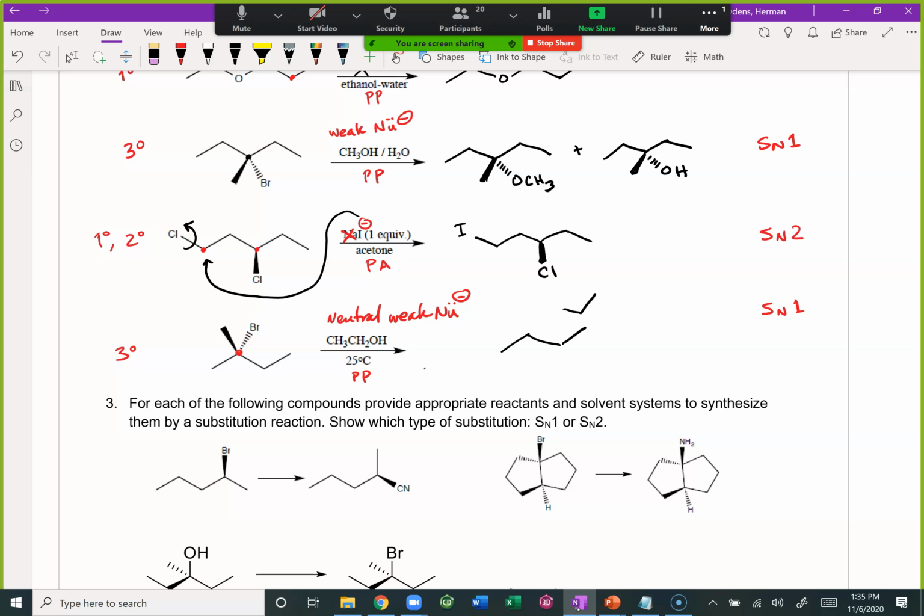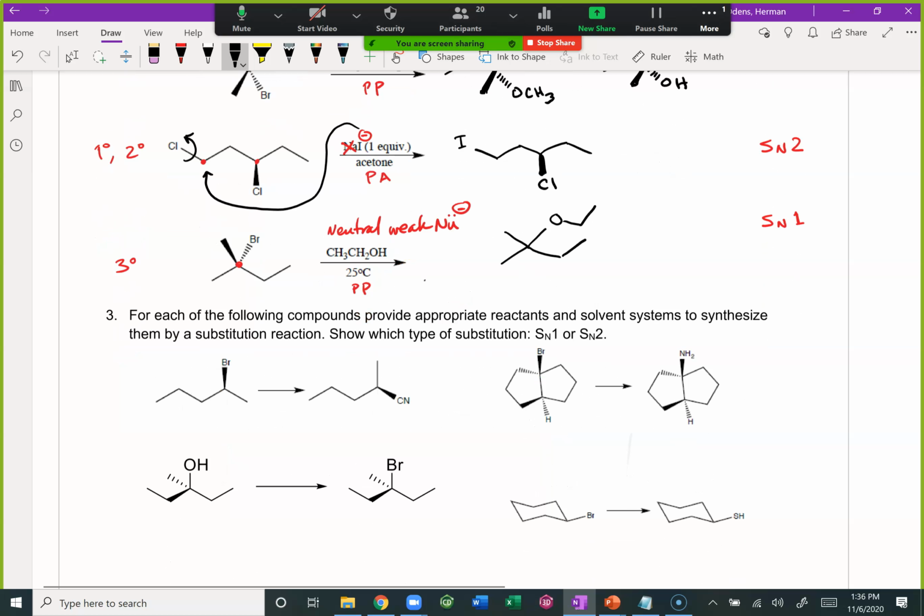How did you know that it was a neutral weak nucleophile? Oh, yeah. Who is asking? Adia. Oh, okay. So if you look at your solvent, it doesn't have a charge. So it's neutral. And because it doesn't have a charge, it's weak. Is that good? Yes, thank you. You're very welcome.